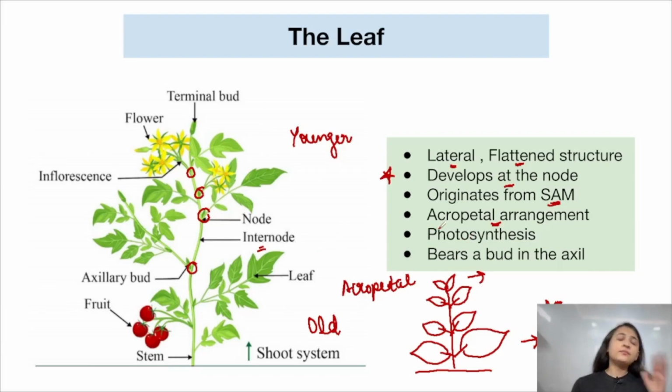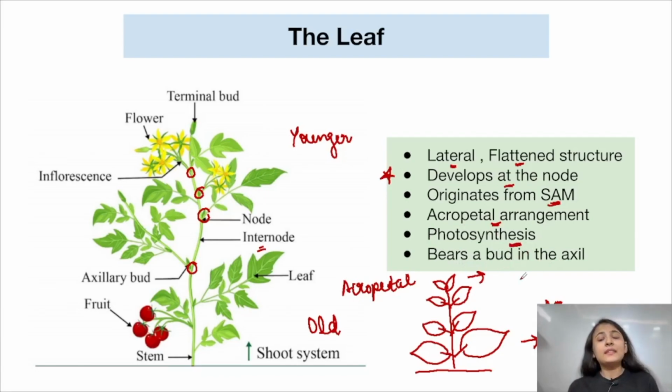Now, leaves, the most well-known function, we all know, even a small child would know that leaves are responsible for photosynthesis. Photosynthesis is a process by which a plant synthesizes its food, using sunlight, carbon dioxide, and water. So this is the major function of the leaf.